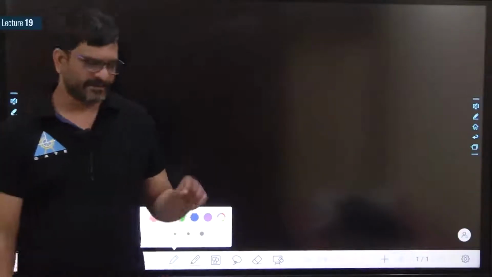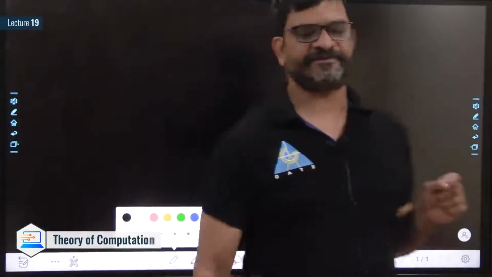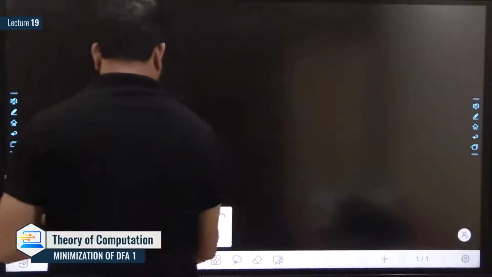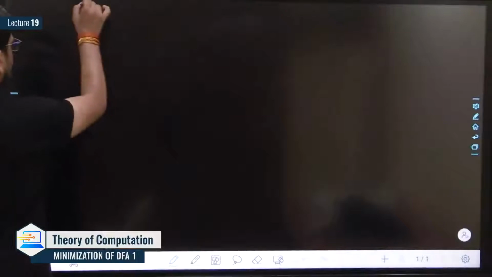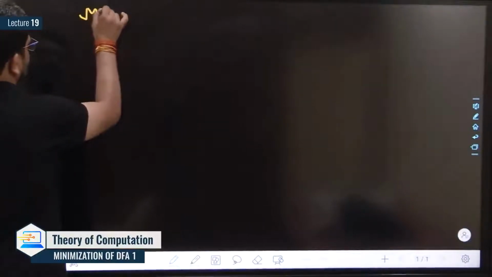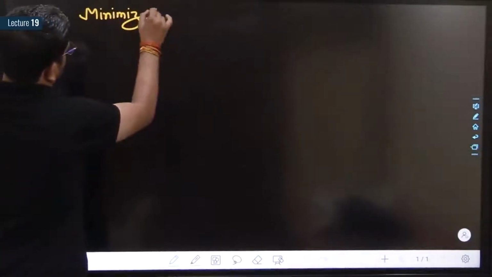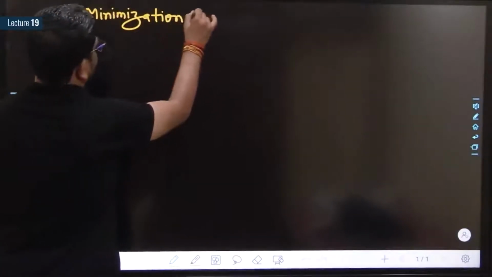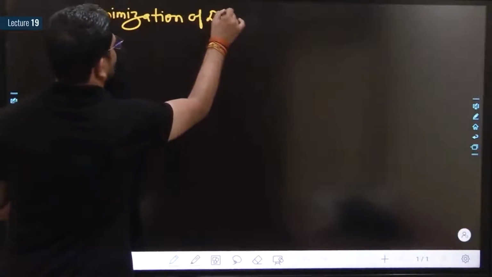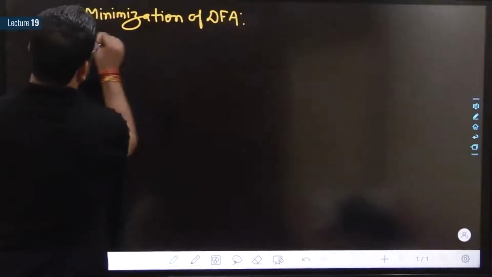Hello friends, next topic is minimization of DFA, deterministic finite automata. What is the minimization?